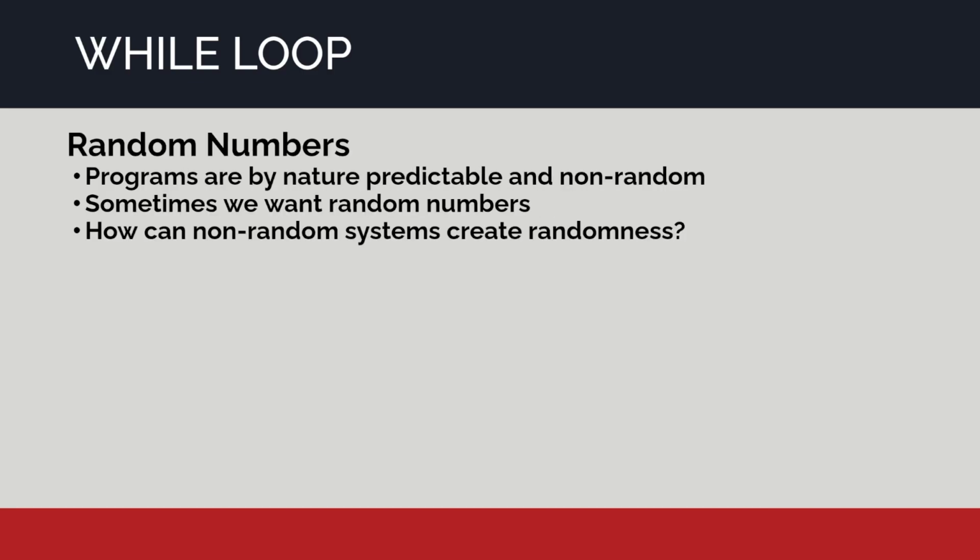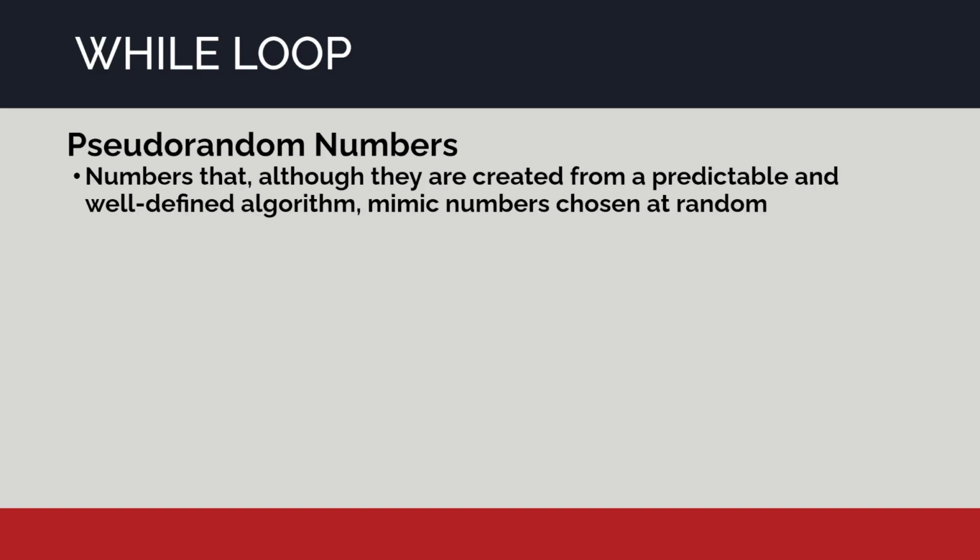Okay, so another really useful concept is random numbers. However, computers and programs by nature are predictable and non-random. They're orderly. There's defined syntax, defined order that things go in. So it's actually really hard to have random numbers, but we want random numbers. So how can we take a system that isn't random, that's very clearly by definition non-random, and make it random? Well, that's where we have this idea called pseudo-randomness.